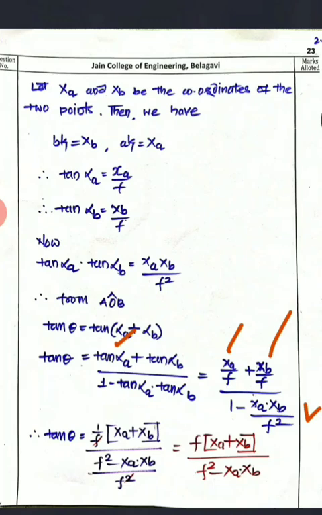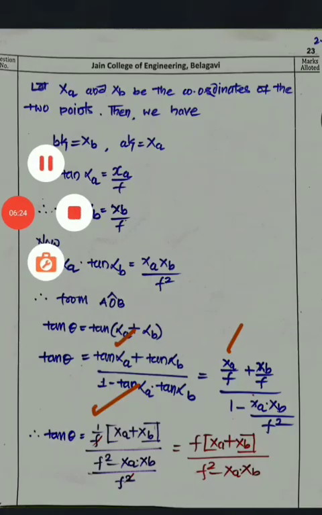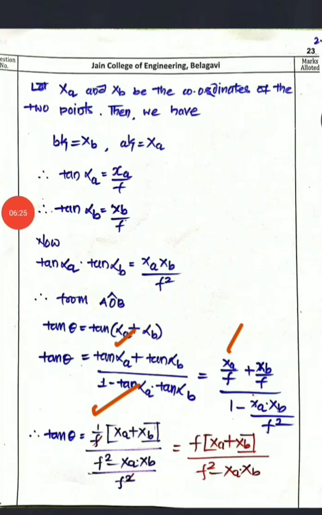Now from this equation you are going to extract the f value, right? So the same thing I can write in this fashion also. I have shown you here that tan theta is equal to 1 by f into xa plus xb, divided by f square minus xa into xb divided by f square. That is totally, the denominator will be f square minus xa xb divided by f square.